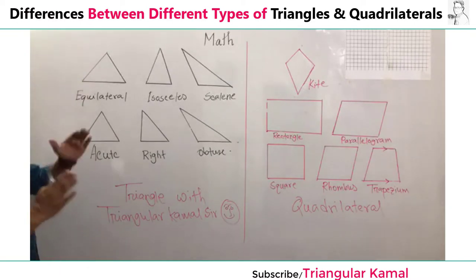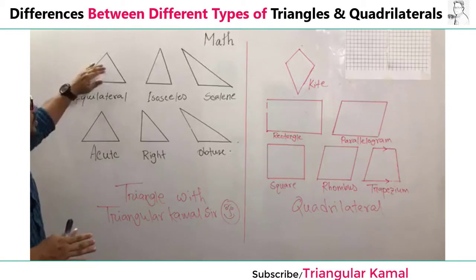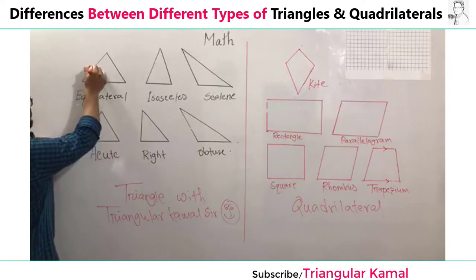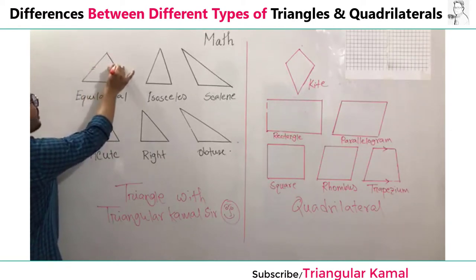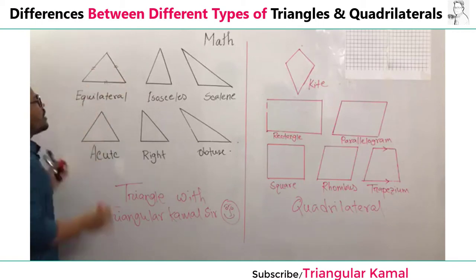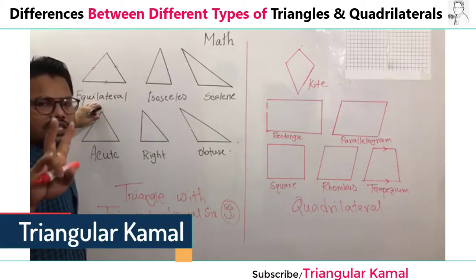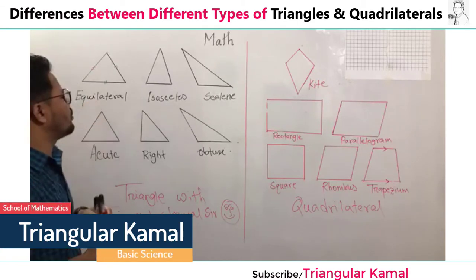In the last class we have discussed, here, this is the triangle where you see three sides will be equal. And this is the basic concept. Three sides will be equal. This one is called an equilateral triangle. Equilateral means equal sides. Each side will be equal.